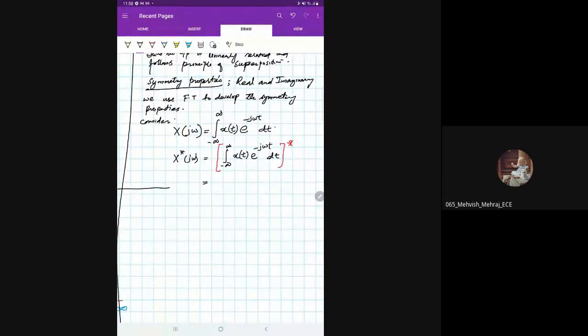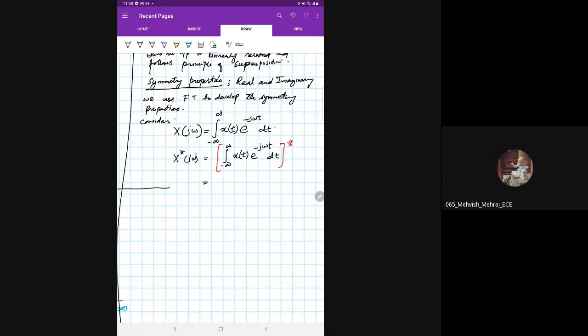We know that if we have a complex number a plus jb, its conjugate will be a minus jb. The only thing you have to do is change the sign of the imaginary part in the complex number, and then you will be able to find the complex conjugate of the number. So how will we find the complex conjugate of this expression? We can find it like this.